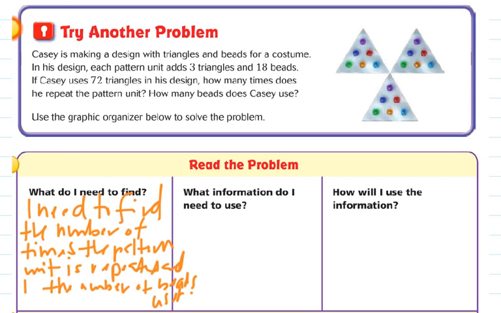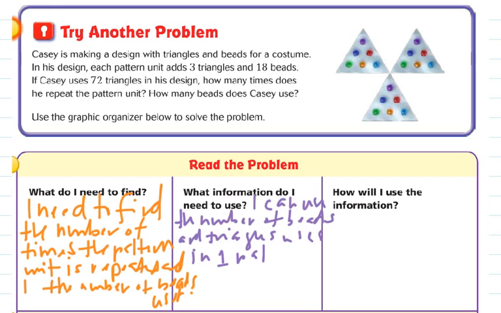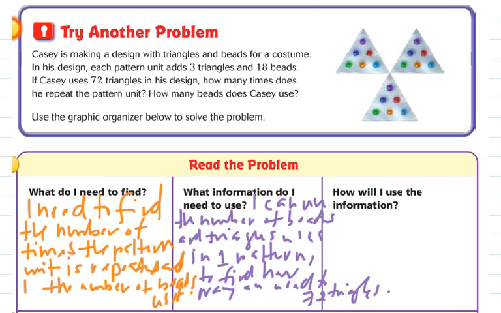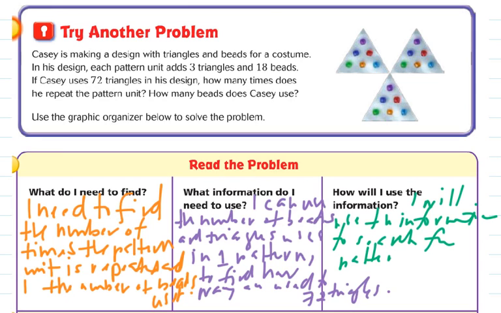Next, what information do I need to use? I can use the number of beads and triangles used in one pattern to find how many are used for 72 triangles. And lastly, how will I use the information? I will use the information to search for patterns, to solve a simpler problem.